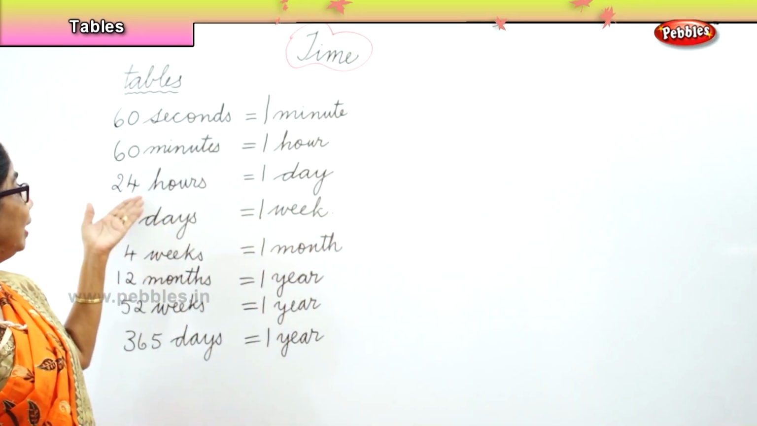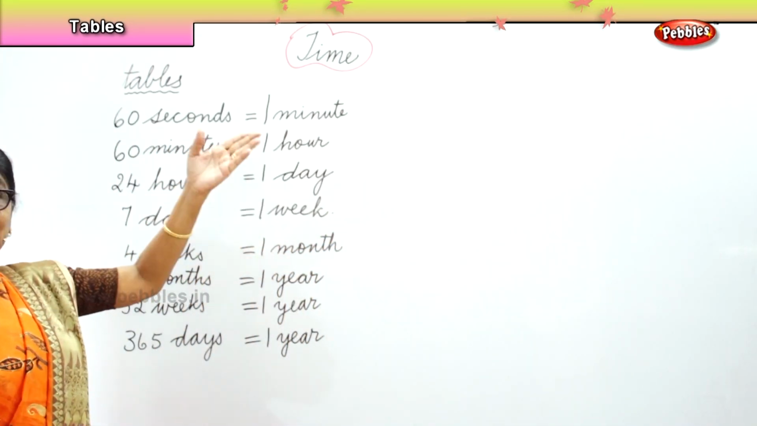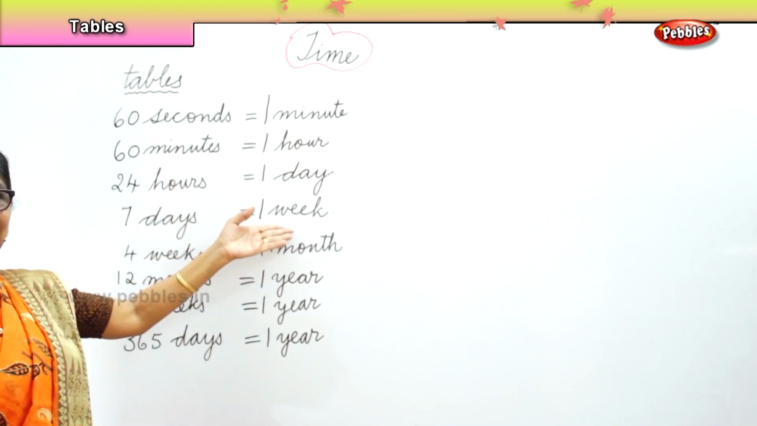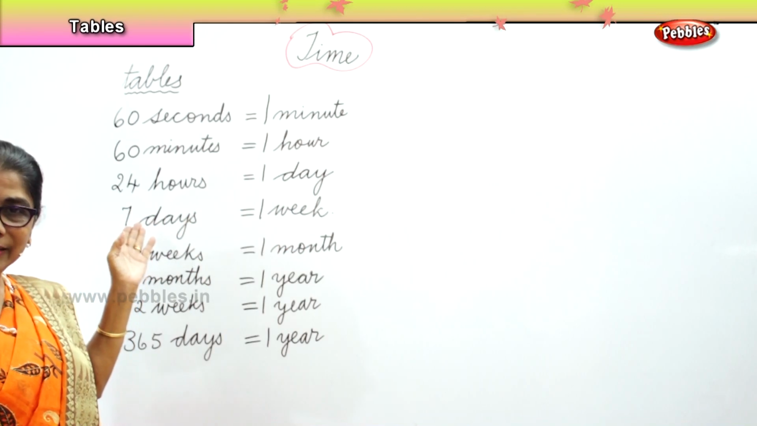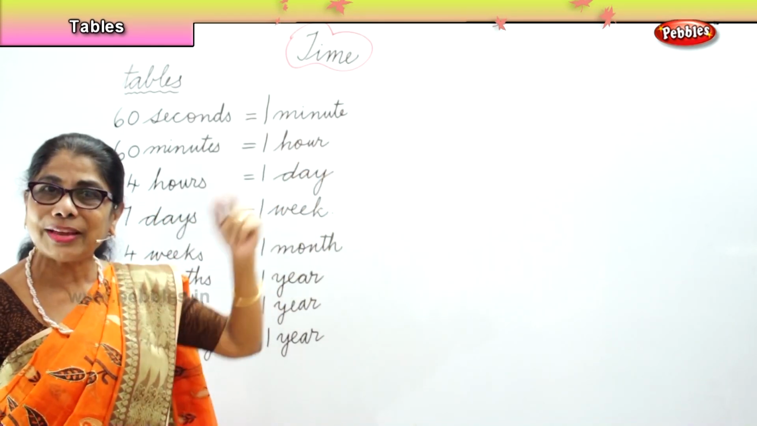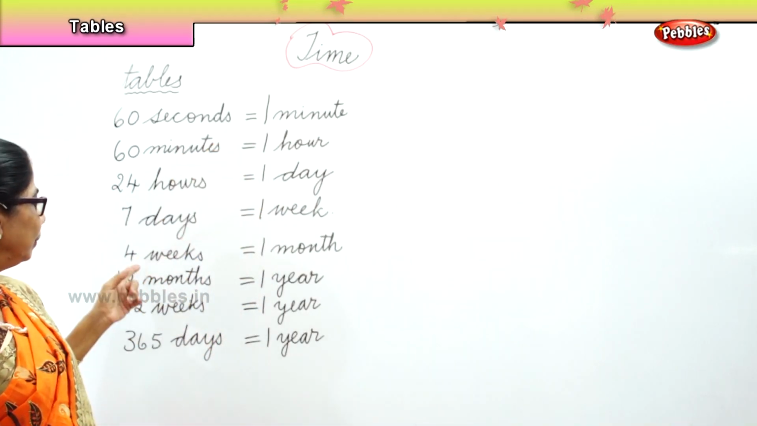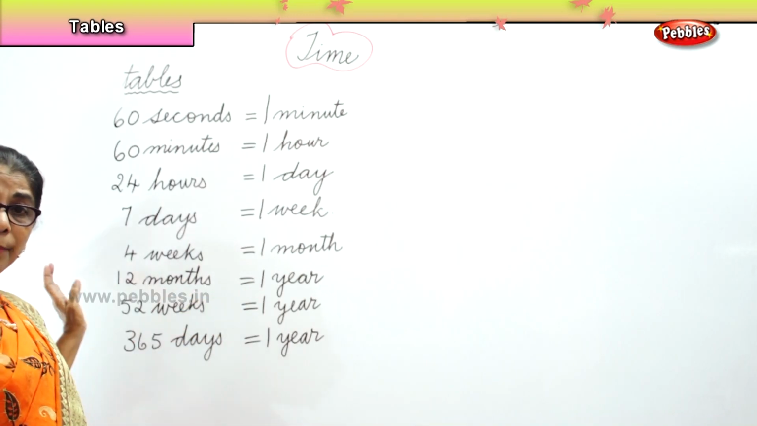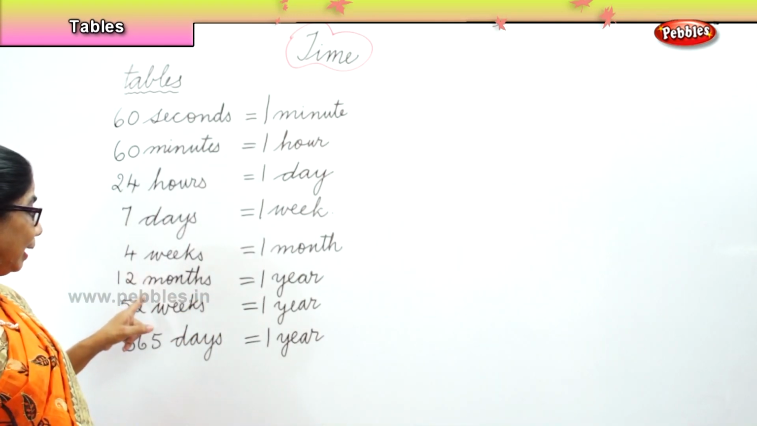1 hour, 60 minutes. When I say 2 hours, 120 minutes. Now, 1 day, 24 hours. If it is 2 days, 48 hours. 7 days, 1 week. Now, 5 weeks, how many? 5 into 7. So, conversion we must know. Now, 12 months, 1 year. In 2 years, how many months are there?